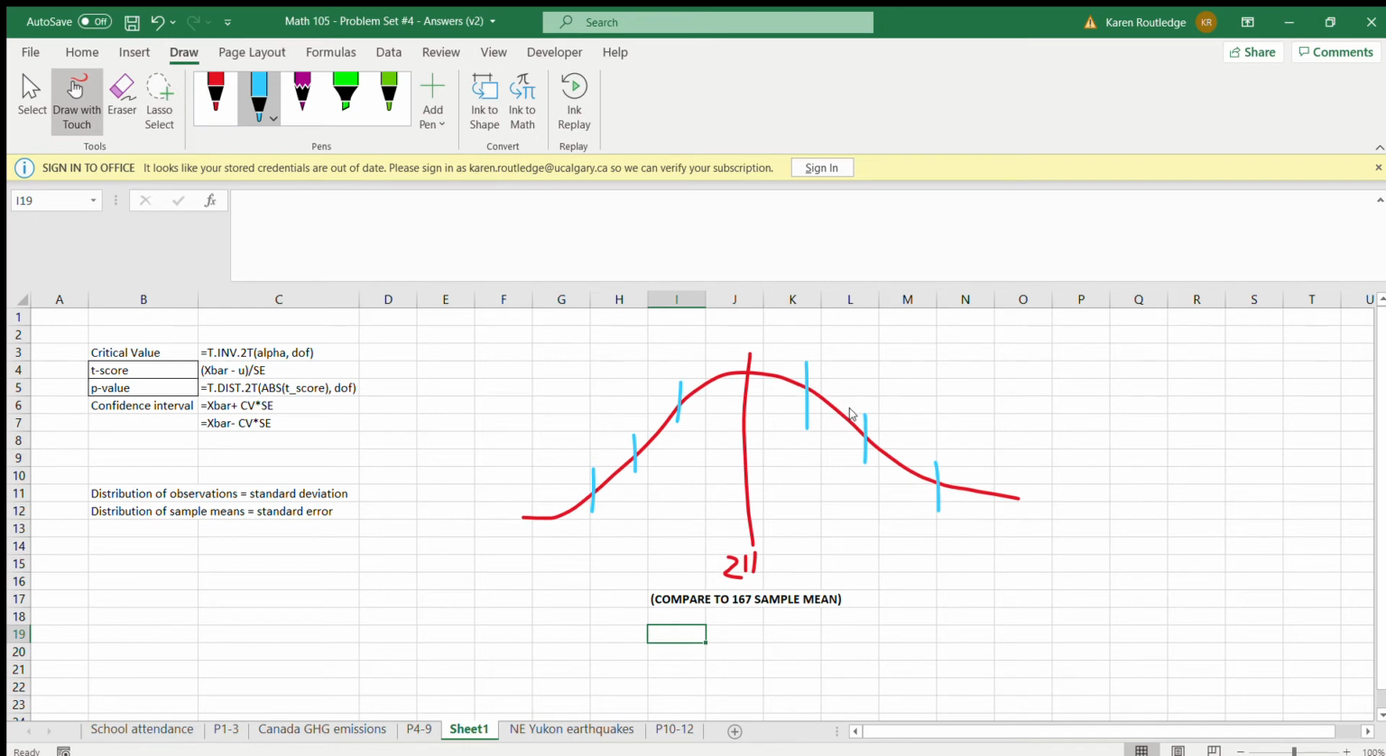And our distances are not standard deviations anymore. Our distances are now measured in standard error units. So observations go with deviations, and the distribution of sample means correlates with standard errors. So hopefully that clarifies at least a couple things there, a rather important concept.